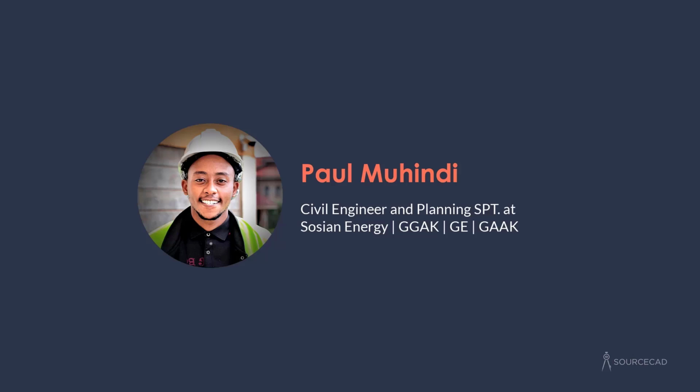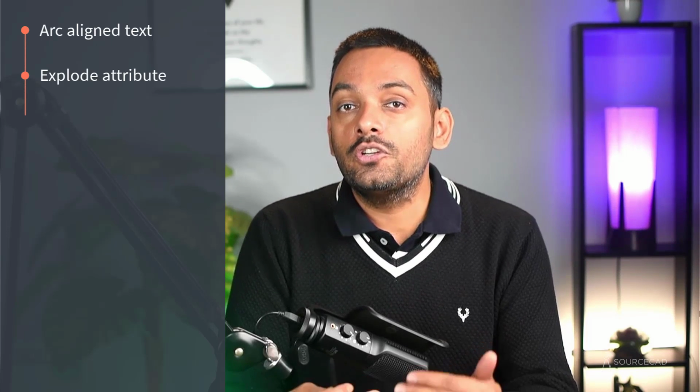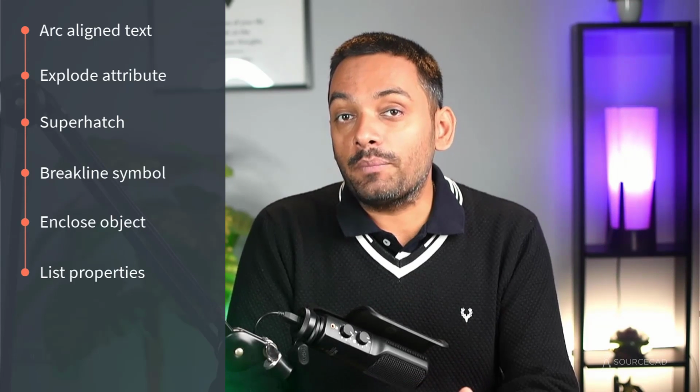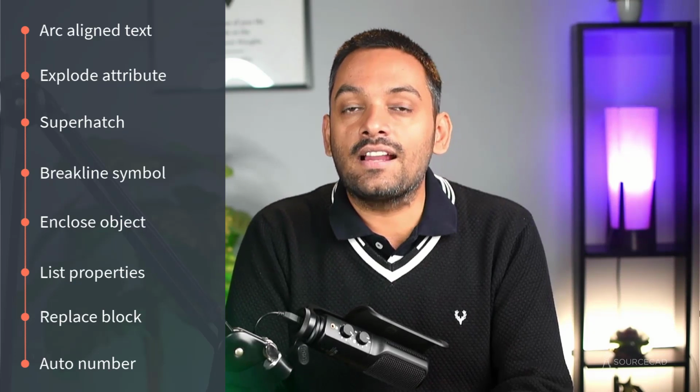Now in this video, Paul will share with you 8 AutoCAD Express tools that might change the way you work with AutoCAD. Now these Express tools are Arc Align Text, Explode Attributes, Superhatch, Break Line Symbol, Enclose the Object, List Properties, Replace the Block, and Auto Number. So with that, let's get started with the first Express tool.